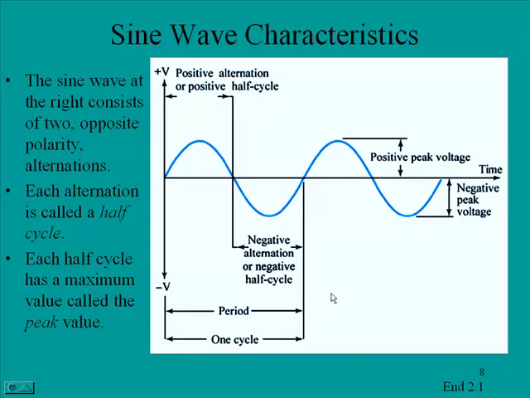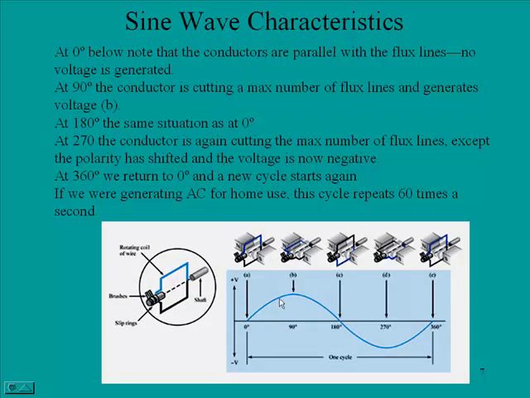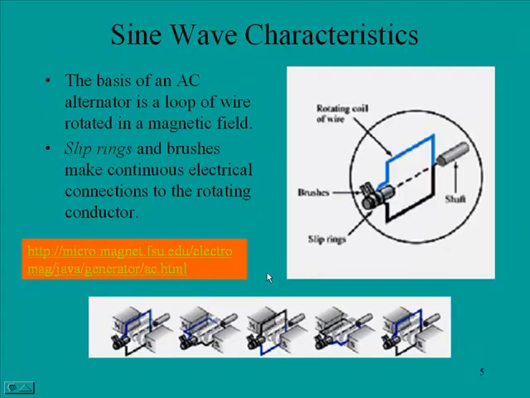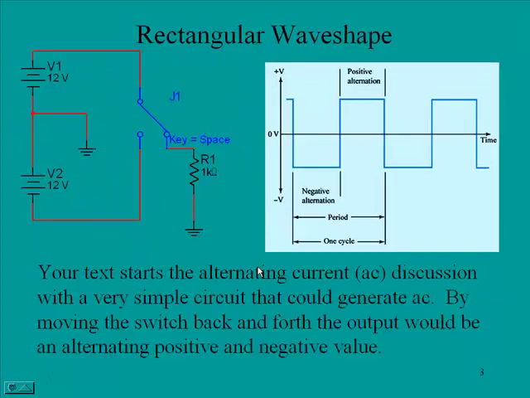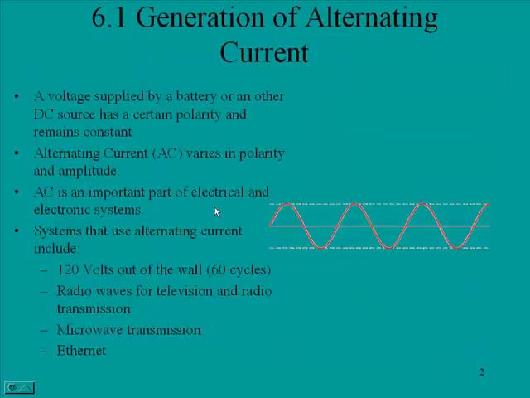Okay, in this particular presentation we looked at sine wave characteristics. We looked at the various points of the sine wave as it is being generated by the rotating coil. We also looked at the simulation. You might want to note that URL if you want to go there and do that on your own. We looked at the generation of rectangular wave shapes. And we looked at a battery, two batteries that could generate a rectangular wave, which is functionally AC. We wouldn't usually generate it this way, but this was a way of introducing alternating current.